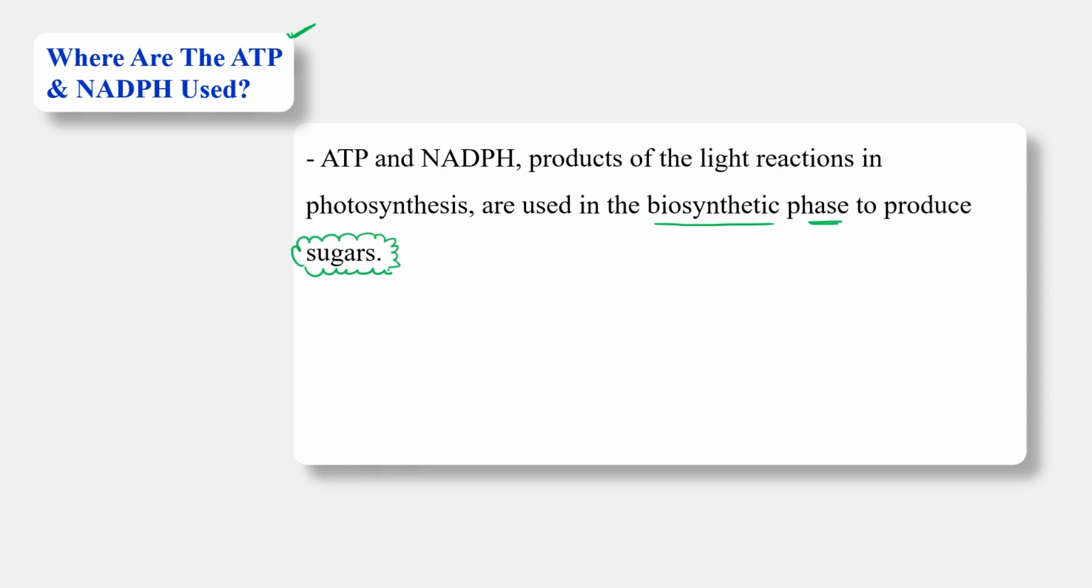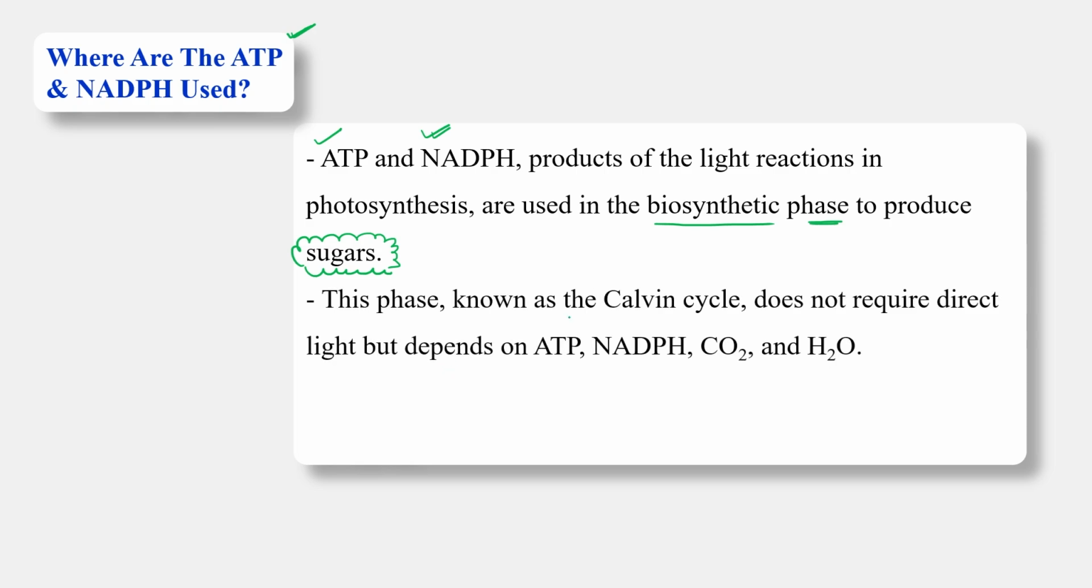What is the main function of photosynthesis? Production of food, production of starch, right? So this energy, ATP and NADPH, is further used up in the production of sugar. And this phase is known as the Calvin cycle. This Calvin cycle does not require direct light, but it depends upon the ATP and NADPH produced during the light reaction. Food or sugar is produced during the Calvin cycle.